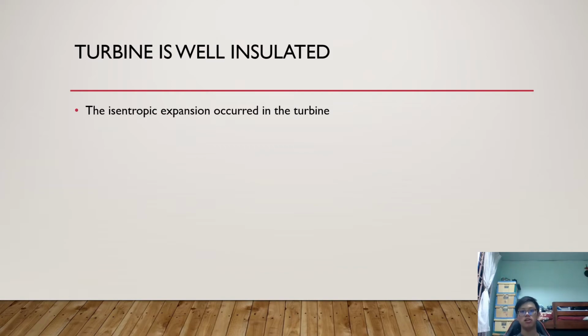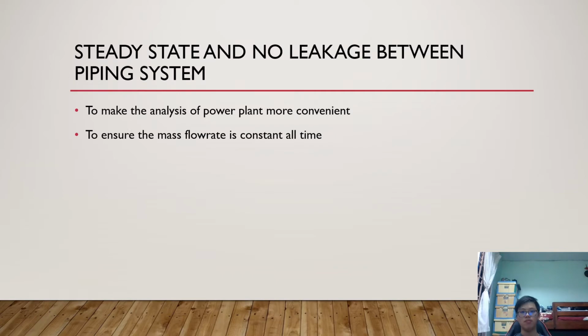This is because the isentropic expansion occurs in the turbine, so it's important that the turbine is adiabatic so that no heat is lost to the surroundings. Furthermore, the power plant is assumed to operate in steady state and there is no leakage in the piping system.